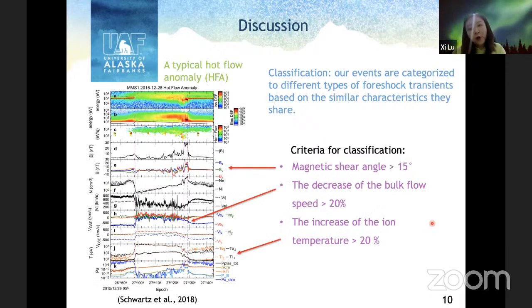First, for hot flow anomaly, we show a typical example here. This type of structure usually has a significant flow deflection and is usually associated with discontinuities. Therefore, for our events, if they have a magnetic shear angle larger than 15 degrees, bulk flow speed decrease of more than 20% and ion temperature increase of more than 20%, we categorize them to this HFA type.